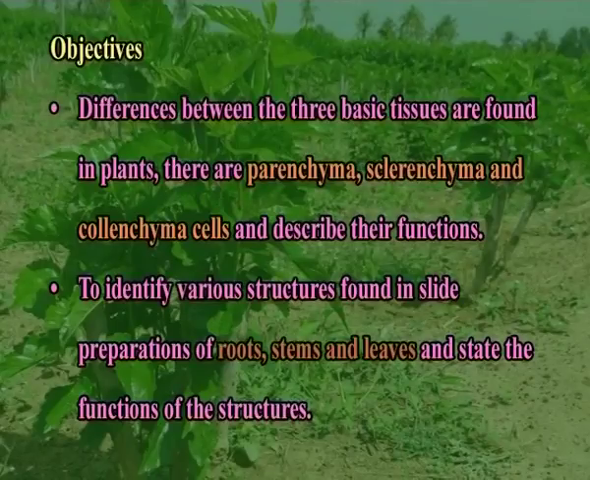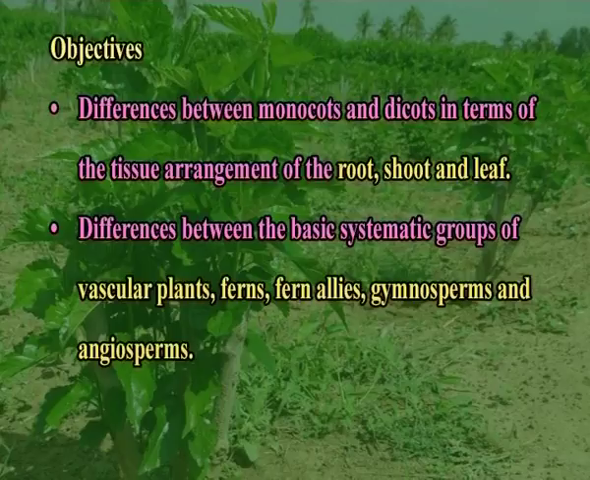Objectives: To find the differences between the three basic tissues found in plants. These are parenchyma, sclerenchyma and collenchyma cells, and to describe their function. To identify various structures found in slide preparations of roots, stem and leaves and state the functions of the structures. To understand differences between monocots and dicots in terms of base tissue arrangement of the root, shoot and leaf.